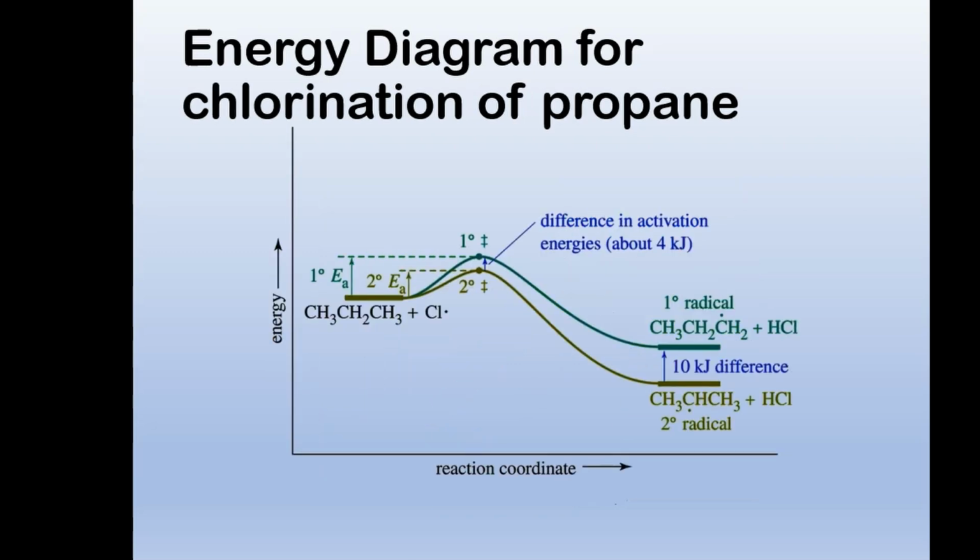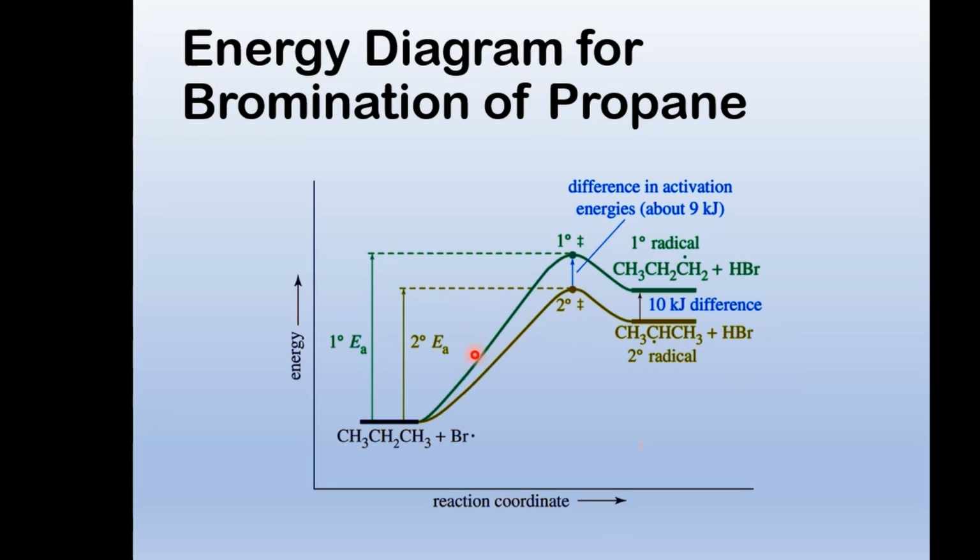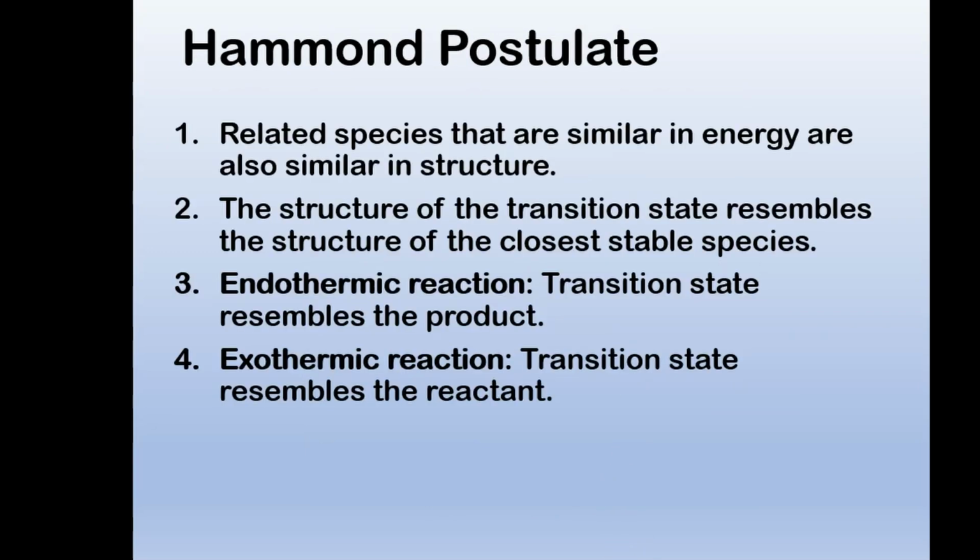But there's also a little something else going on. This looks exothermic. Look at that. Just this step. These here are lower in energy than these here. If we look at the bromination, this looks endothermic. These are up at a higher energy. So there's this thing called the Hammond Postulate. And it says related species that are similar in energy are also similar in structure.